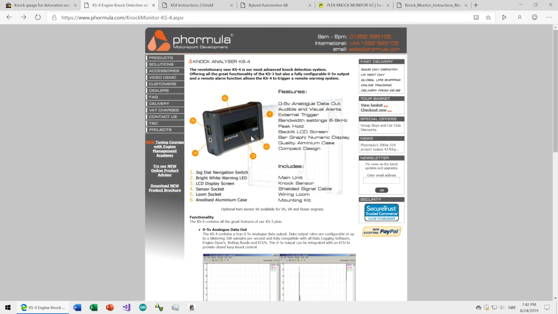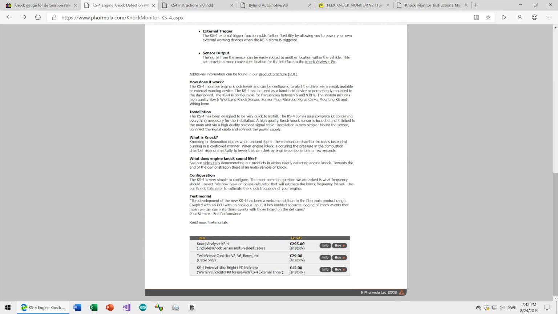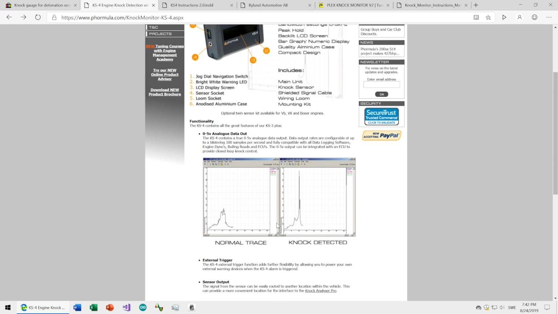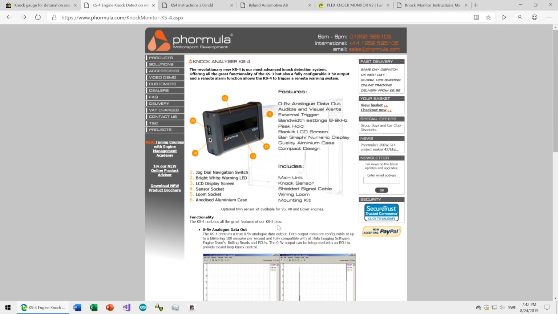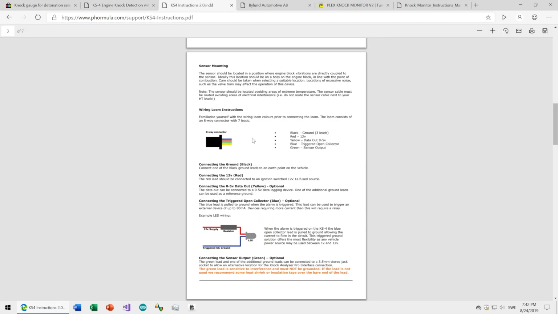Next up is the KS4 by Phormula, selling at £295. This one is more sophisticated and you can adjust both the frequency of the filter as well as the gain of the sensor. But looking through the connections, there is actually no trigger input. Not to be confused with a trigger output. This means there is nothing telling the NOx monitor when to start and stop the measurements. This means it is constantly measuring but has no idea when or from what cylinder the knocking occurs.